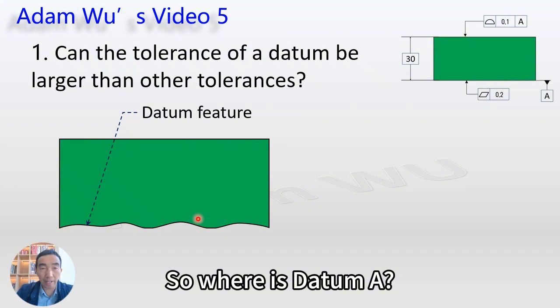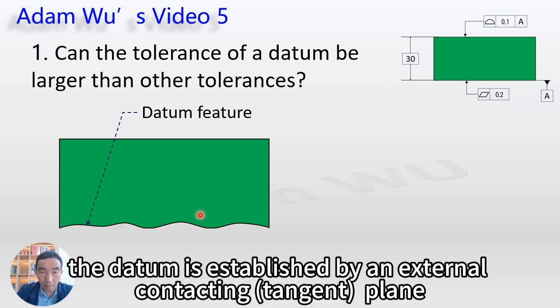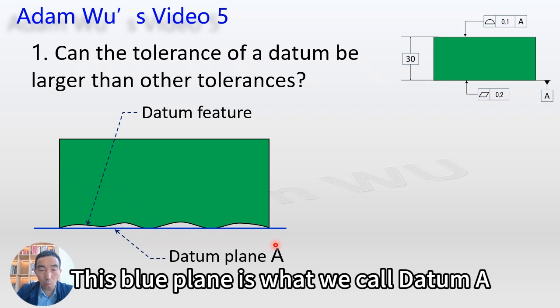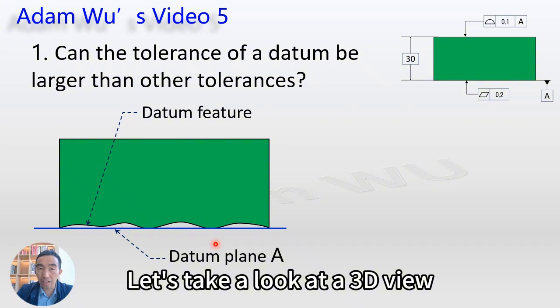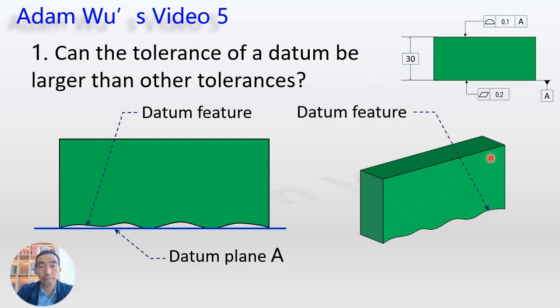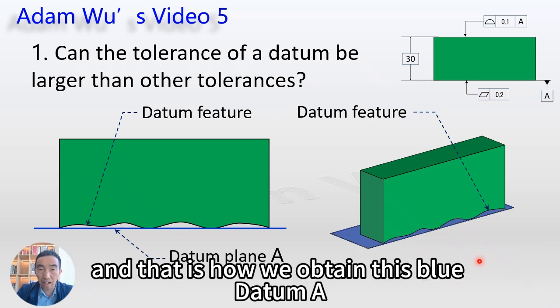So, where is datum A? According to default rules in the standards, the datum is established by an external contacting plane. This blue plane is what we call datum A. Let's take a look at a 3D view. The actual lower surface of this green part is the datum feature. We then apply an ideal plane to contact it externally, and that is how we obtain this blue datum A.